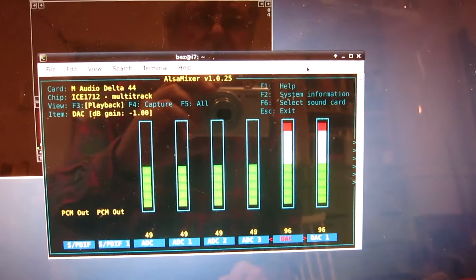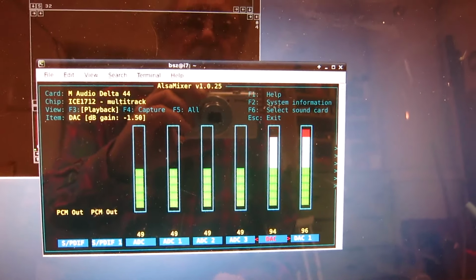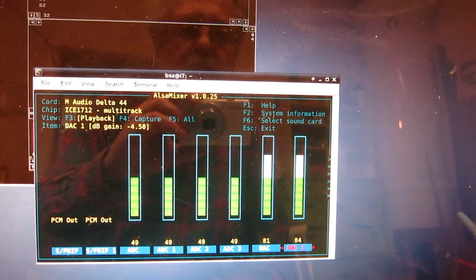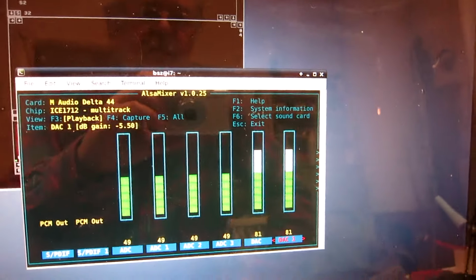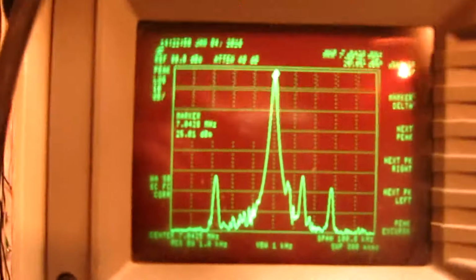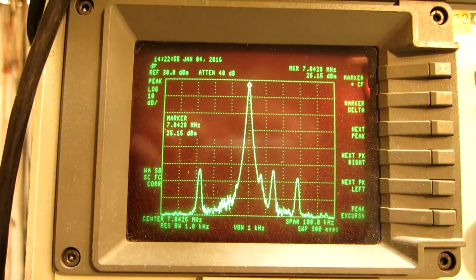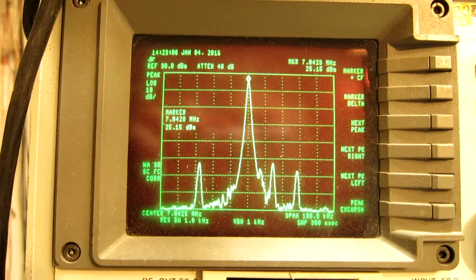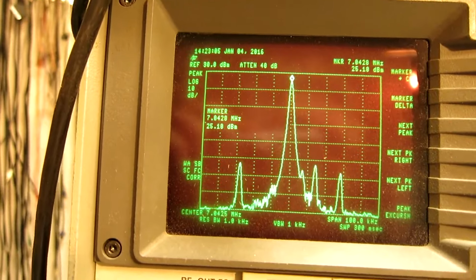The audio comes from a Delta 44. I can reduce the level here. Let's say down there, 81. It's not decibels, it's some arbitrary scale. And we can see the signal level here went down from 1 watt to 25 dBm. That is 5 decibels less, 3 times less power, roughly.